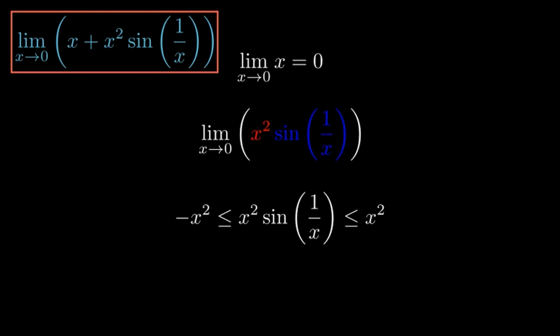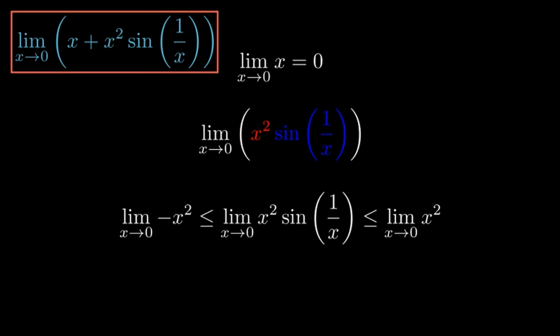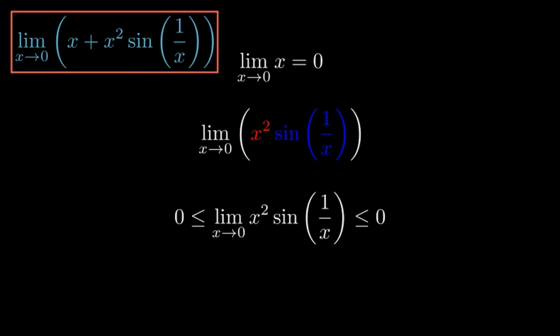Now what we're going to do is take the limit of each of these quantities in the inequality as x goes to 0. And evaluate the one on the left hand side and the right hand side. So we have the limit as x goes to 0 of minus x squared. Clearly this just goes to 0, right? And for our upper bound we have the limit as x goes to 0 of x squared, which is also 0. So now notice that this means that the limit as x goes to 0 of x squared multiplied by sine of 1 over x is bounded above and below by 0. And by the squeeze theorem, this means that the limit must be equal to 0.